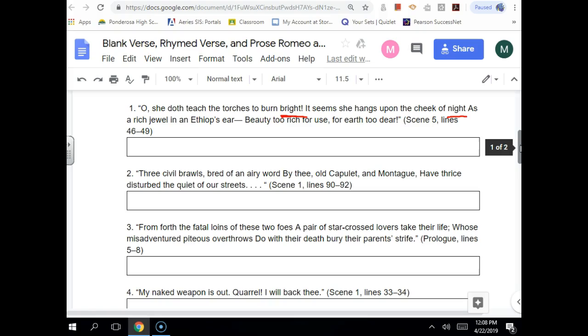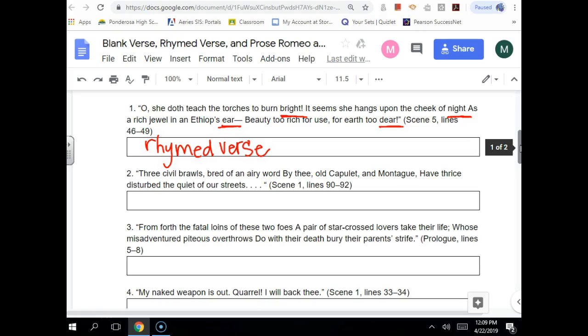Bright, night, and then dear and ear. Dear and ear. Any other ones that we missed? Alright, so what do we think it is? Rhymed verse. There's rich and rich, a rich jewel, beauty too rich for use, for earth too dear.